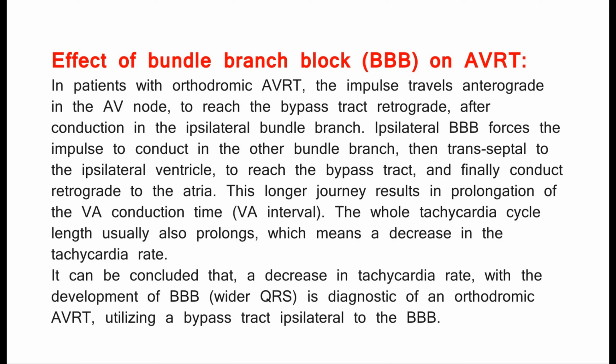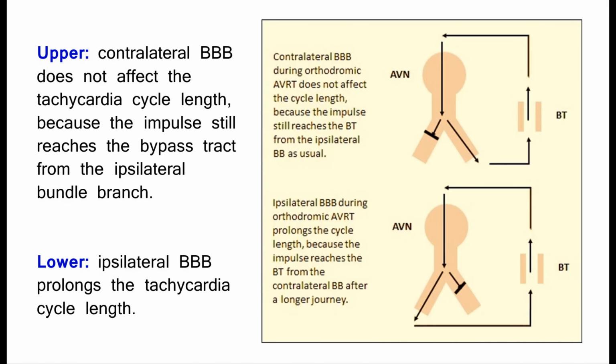The whole tachycardia cycle length usually also prolongs, which means a decrease in the tachycardia rate. It can be concluded that a decrease in tachycardia rate, with the development of BBB, wider QRS, is diagnostic of an orthodromic AVRT, utilizing a bypass tract ipsilateral to the BBB. Upper, contralateral BBB does not affect the tachycardia cycle length, because the impulse still reaches the bypass tract from the ipsilateral bundle branch. Lower, ipsilateral BBB prolongs the tachycardia cycle length.